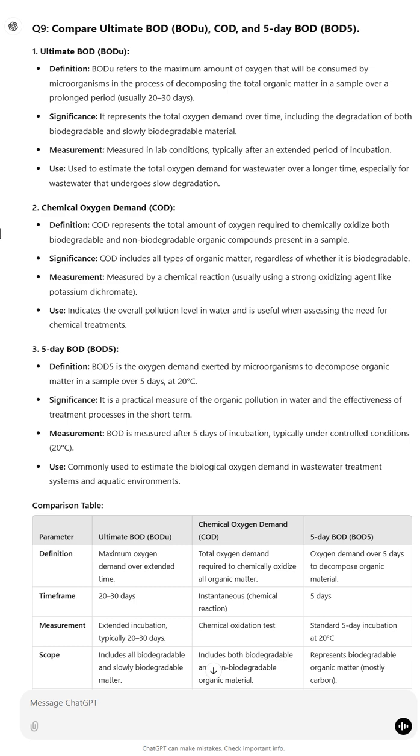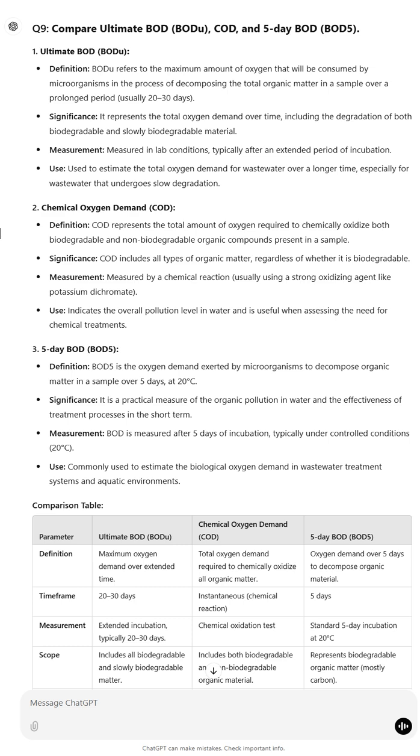3. 5-day BOD, BOD5. Definition. BOD5 is the oxygen demand exerted by microorganisms to decompose organic matter in a sample over 5 days at 20 degrees Celsius. Significance. It is a practical measure of the organic pollution in water and the effectiveness of treatment processes in the short term. Measurement. BOD is measured after 5 days of incubation, typically under controlled conditions, 20 degrees Celsius. Use. Commonly used to estimate the biological oxygen demand in wastewater treatment systems and aquatic environments.